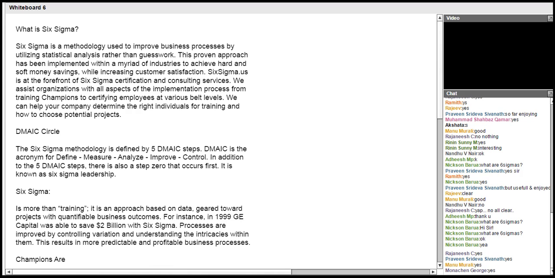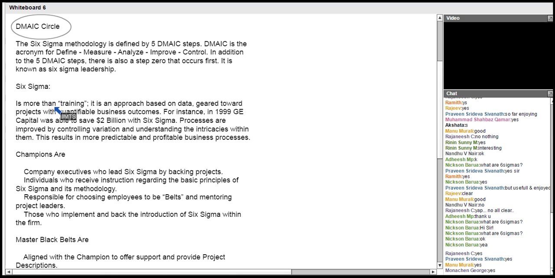Now what is the Six Sigma methodology? Six Sigma methodology is the DMAIC cycle. D stands for define, then measure, analyze, improve and control. So first we define the problem, then measure it, then analyze it, then improve it, and then try to control it. This is the approach of the Six Sigma methodology. In addition to the five DMAIC steps, there is also a step zero that occurs first. It is known as Six Sigma leadership.